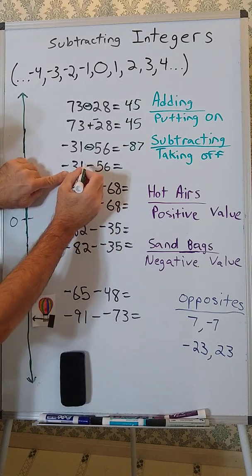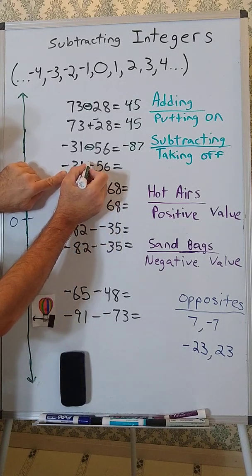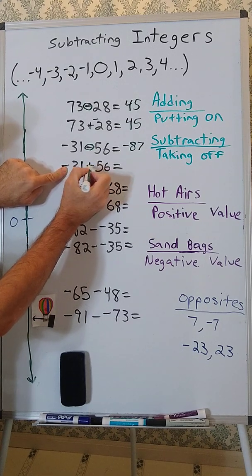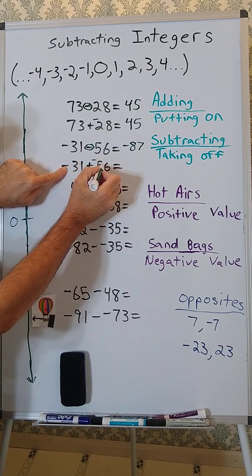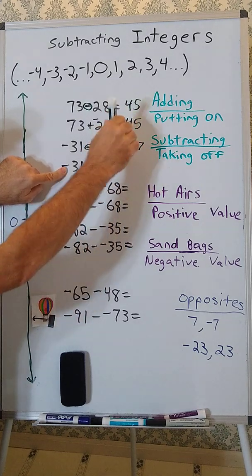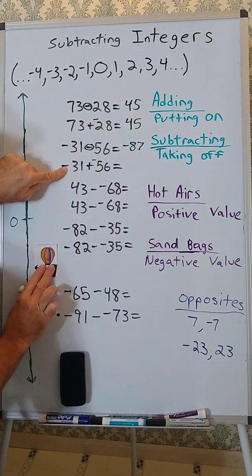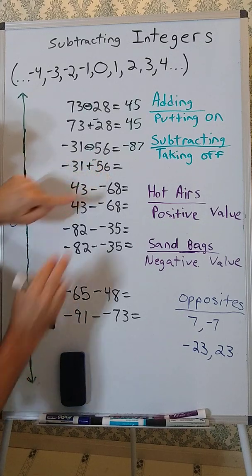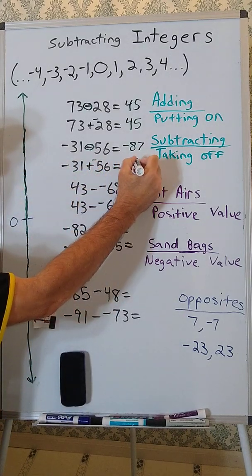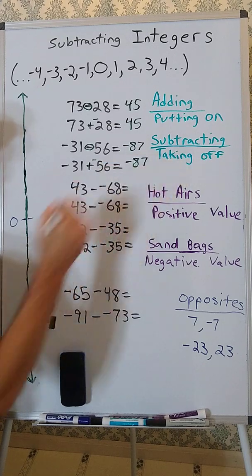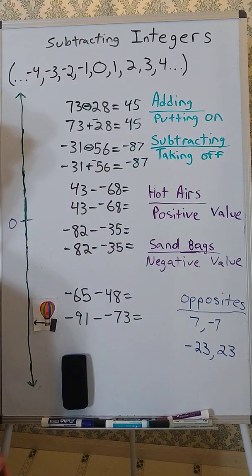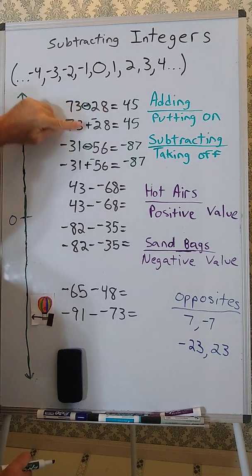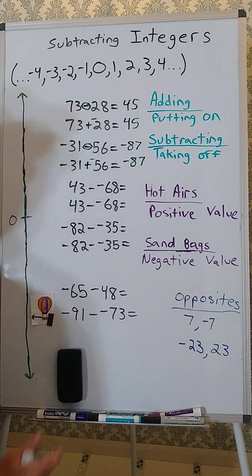And let's see, how could I add and make the same thing happen? Well, if I start at negative 31 and I add 56 sandbags, then the balloon will do the same thing. It'll start at negative 31, putting on 56 sandbags will make it go down 56, and it will end up at negative 87. So we see that subtracting hot airs is equivalent to adding sandbags.